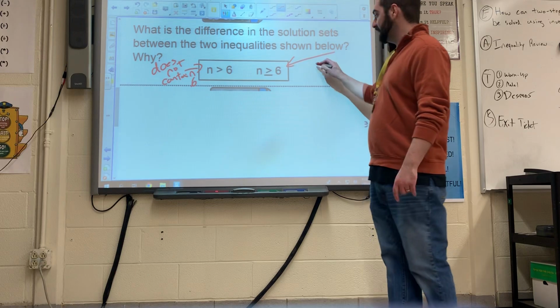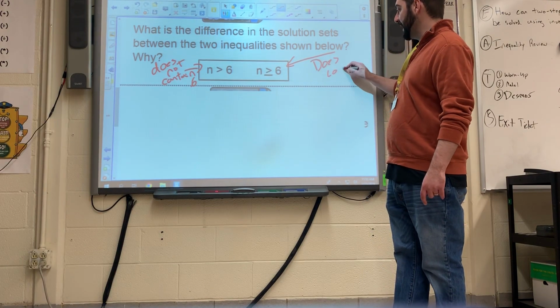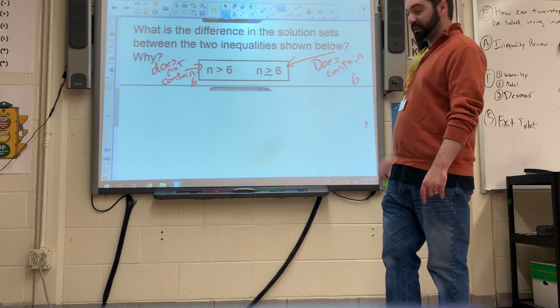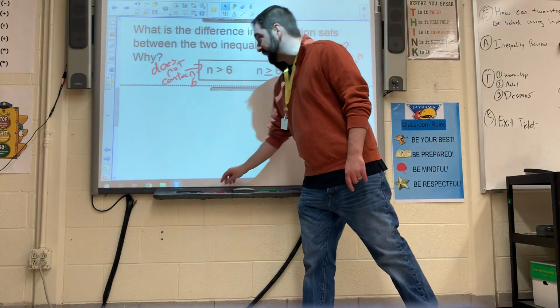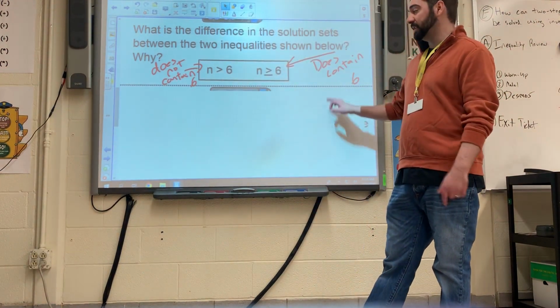This solution set does contain the number 6. Okay, so that line's a big deal because one of them has 6 as a solution, the other one does not.